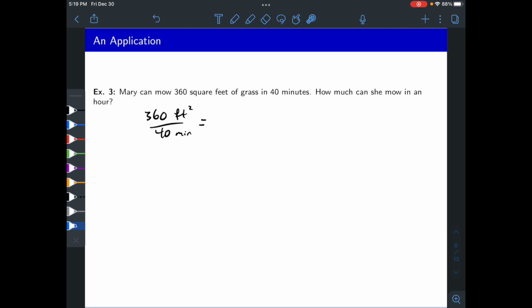Converting this to a unit rate is going to be really useful in this example, because 360 divided by 4, these numbers are going to work out really evenly. So 360 divided by 4, you could cancel out a 10 from both of those and then just get 36 divided by 4, which is equal to 9. So the unit rate is 9 square feet per minute. And that's how fast she can mow grass. And then how much can she mow in an hour?